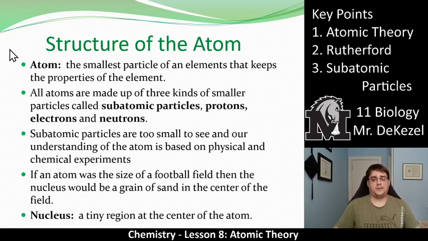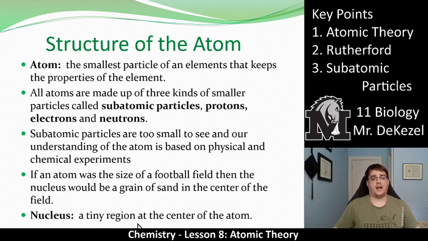So atoms keep the properties of the element, but then they're made up of these three things called protons, electrons, and neutrons. Subatomic particles are too small to see, and our understanding of them is based on physical and chemical experiments. We've never actually taken pictures of these things. This is just what we found out. And to give you a size feel for it, if an atom was the size of a football field, then the nucleus would be a grain of sand in the center of the field. So it would be tiny compared to the rest of it.